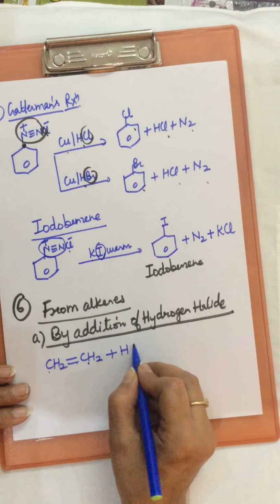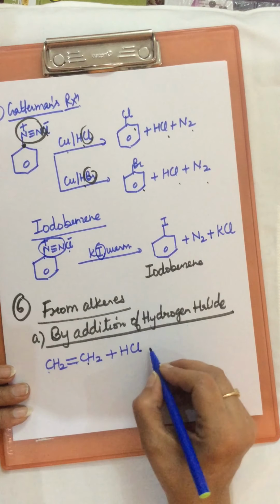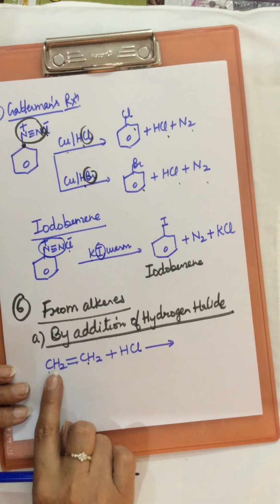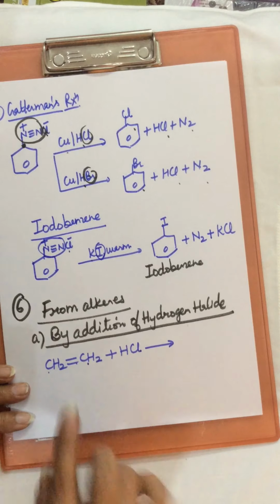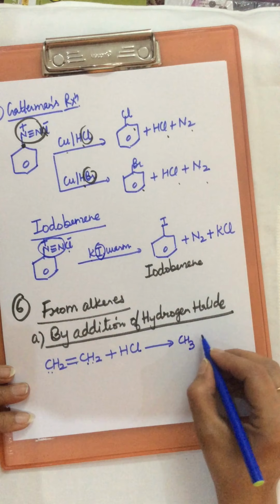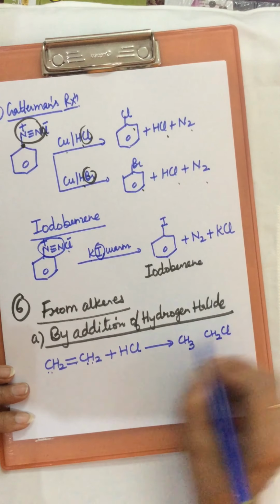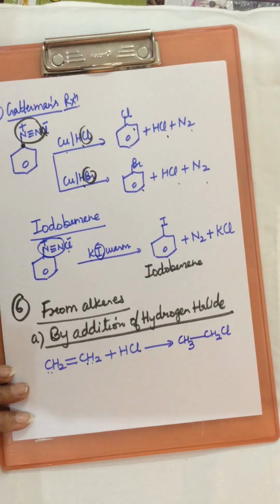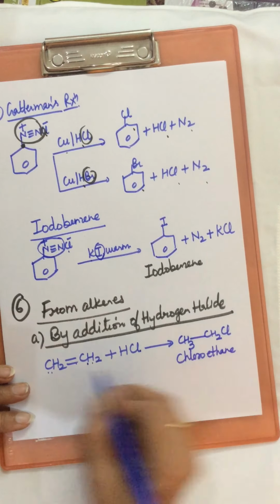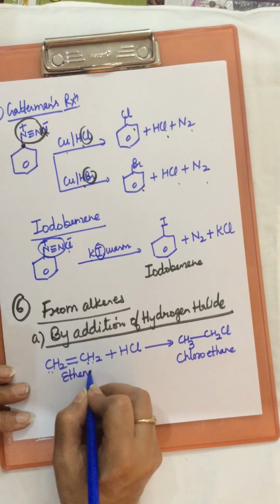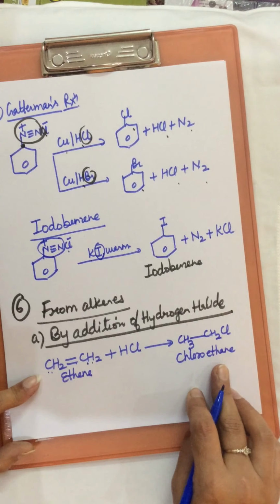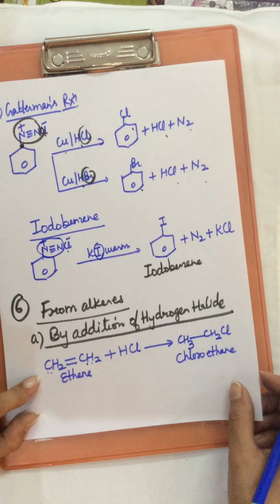When we add hydrogen halide like HCl, since it is a symmetrical alkene, H can add to any side of the double bond, and Cl can add to any side. So on one side I'm adding H, on the other side I'm adding Cl, and the double bond changes to single. So what we get here is chloroethane from ethene. So by adding hydrogen halides to the alkenes, we get the haloalkanes. But this is a symmetrical alkene.